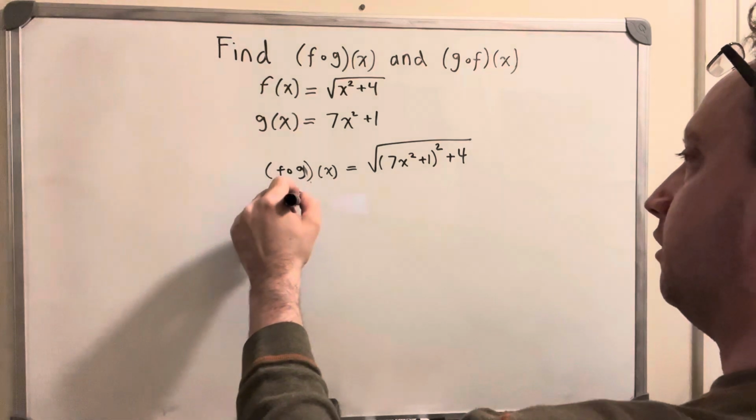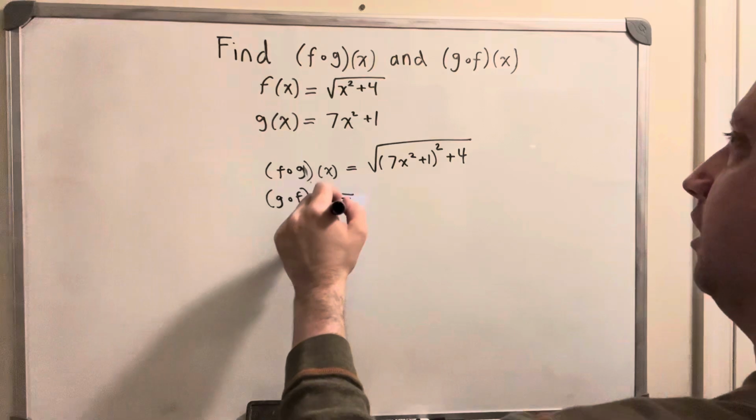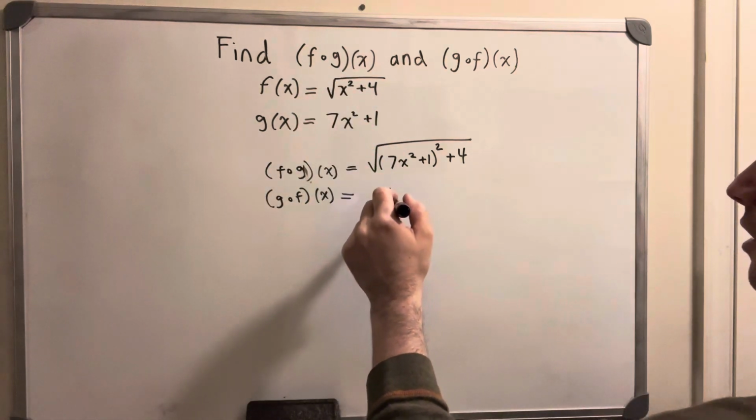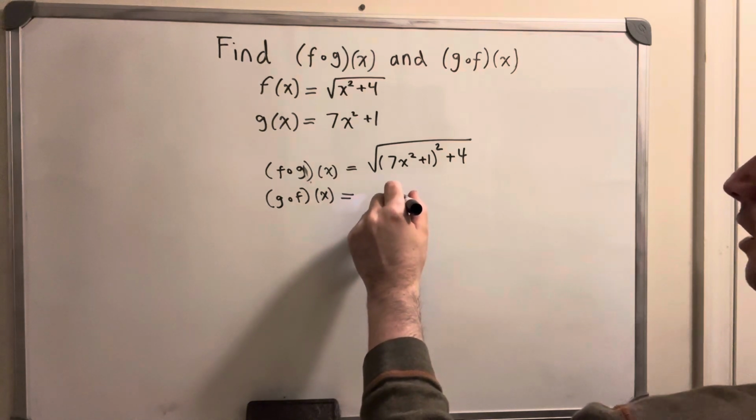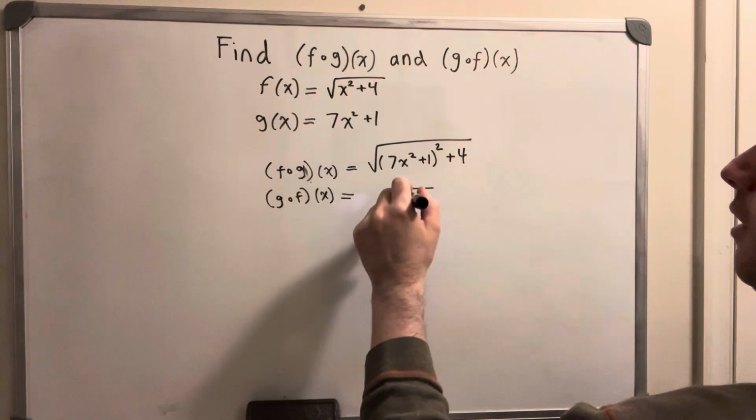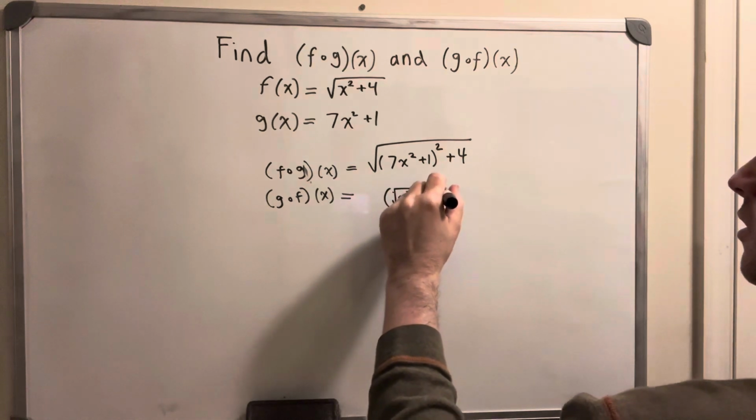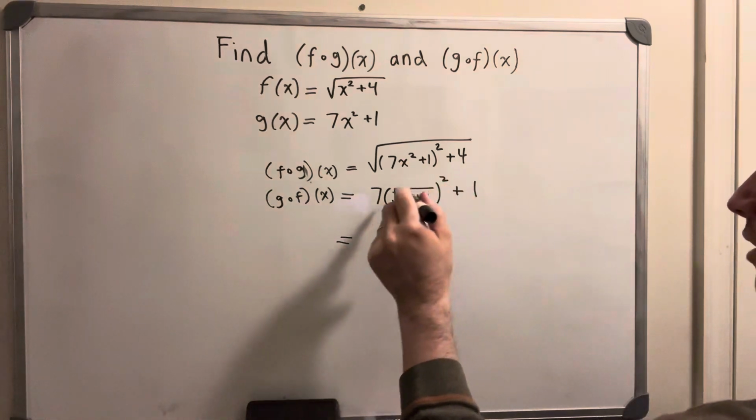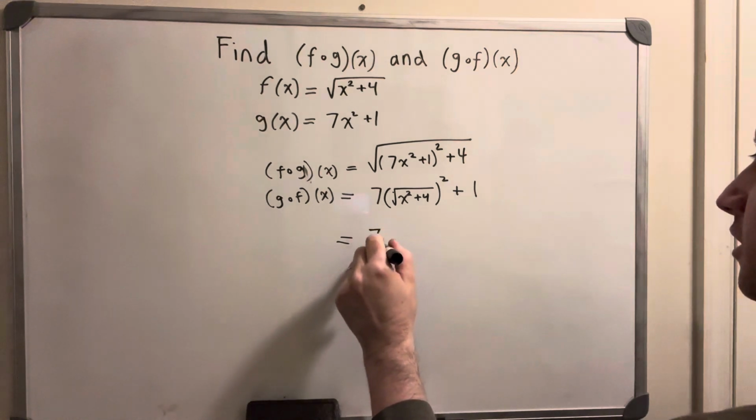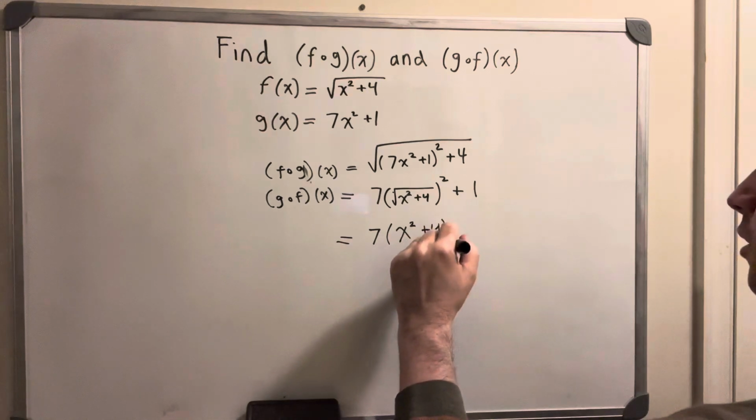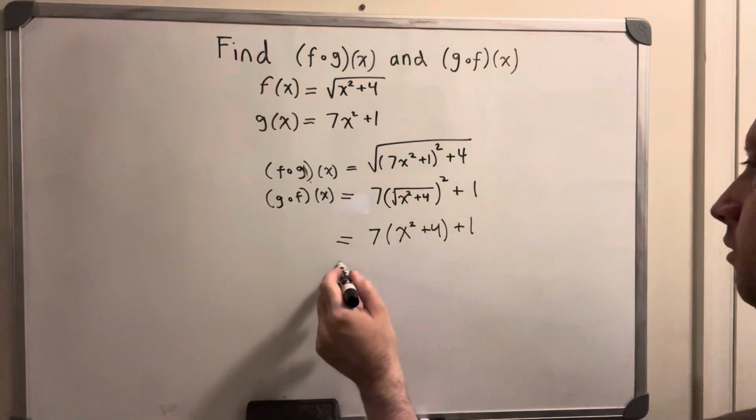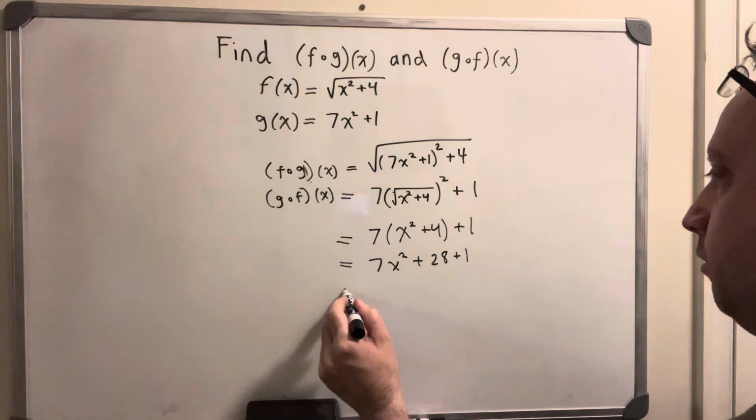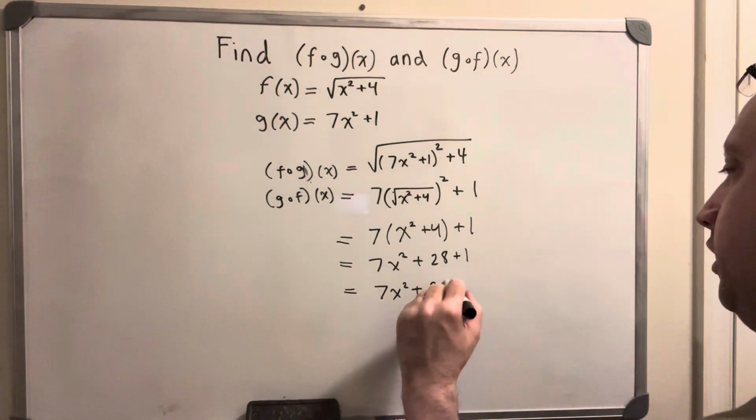Now g of f of x, everywhere there's an x in g, I'm going to replace it with f, and I think I see where it's going to get nice, meaning in this case, the square and the square root cancel out, so you have 7 times x squared plus 4 plus 1, and it's worthwhile to factor the 7 over this, so you get 7x squared plus 28 plus 1, and combine the 28 and 1, 7x squared plus 29.